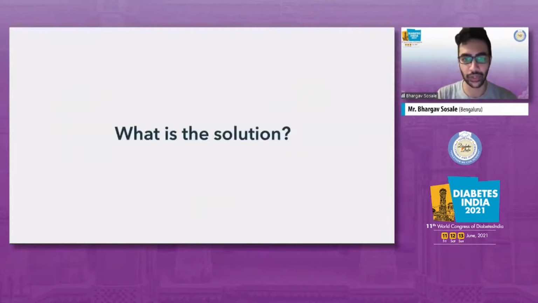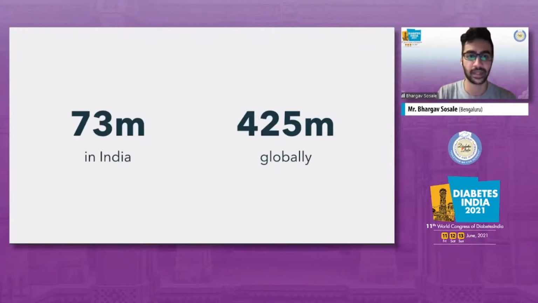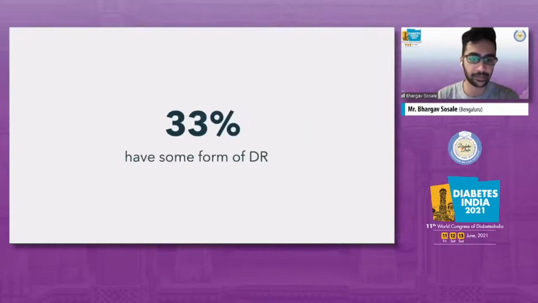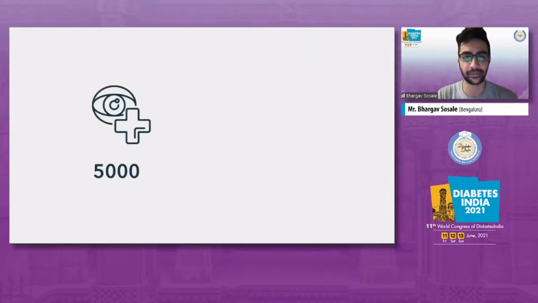So what is the solution to this problem? The solution is that the DR screening must be brought closer to the patient. It must be done by the diabetes doctor or at the point of primary care. There are 73 million people with diabetes in India, and there are 400 plus million people globally with diabetes. 33% of them already have some form of diabetic retinopathy or will develop it. And 10% of them will suffer vision loss.